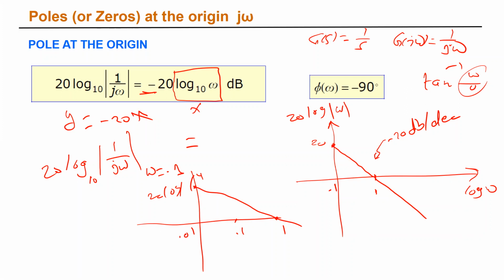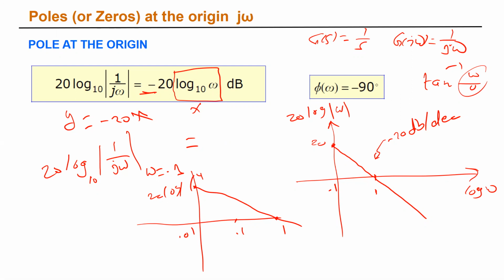Now, what will happen if I have a zero, not a pole? What do you think? What will happen? It will be increasing. It will be positive. Exactly. This is negative 20. If I have a zero, it will be in the other direction. It's going to be 20 dB.